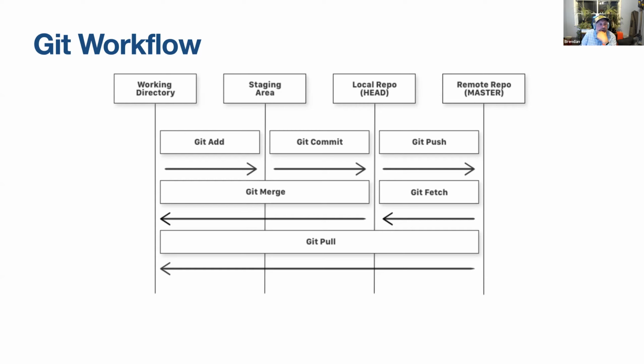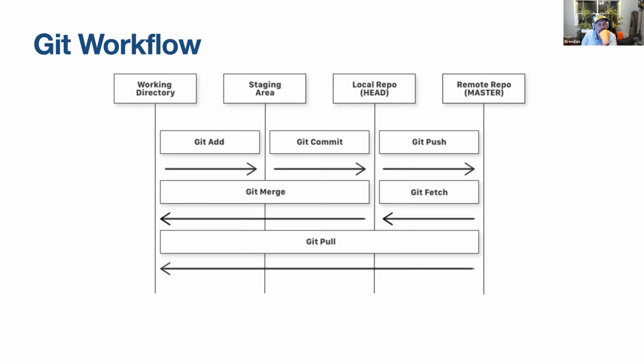So you've got your working directory, and say you want to add a bunch of files to the staging area, so you would use the command git add. Then when you're ready to send them to the local repo, you use the command git commit. And then once you're happy with your work and you're ready for the rest of the team to see it, you would use what's called the git push.